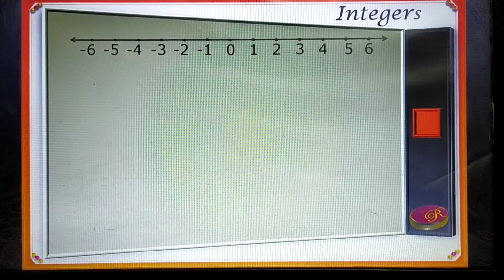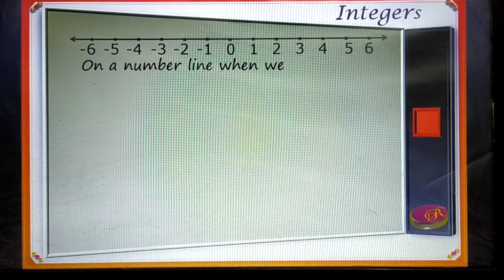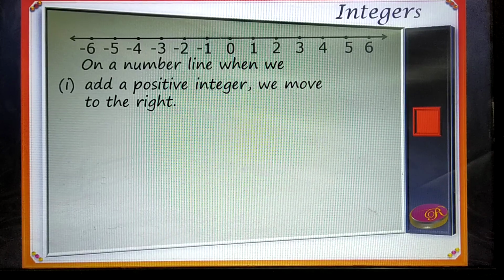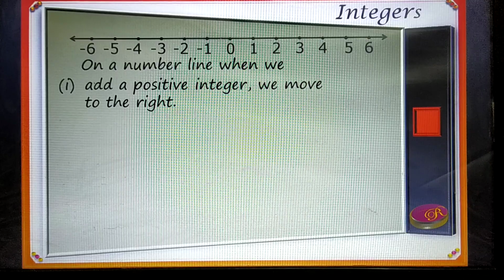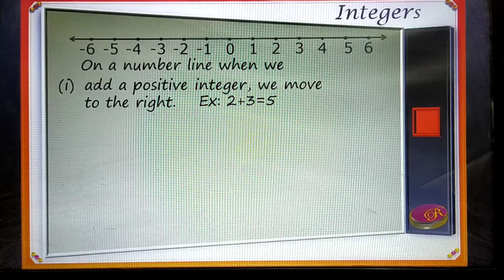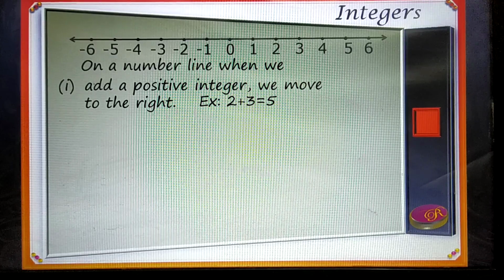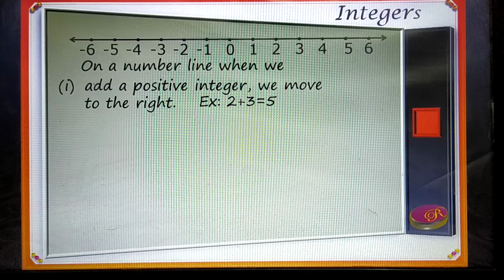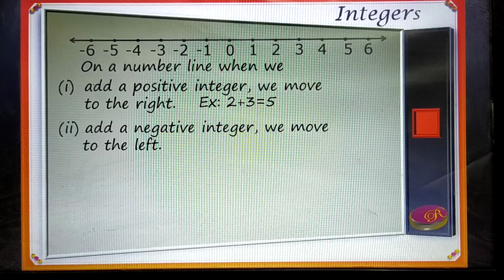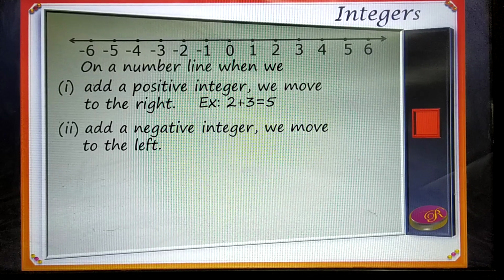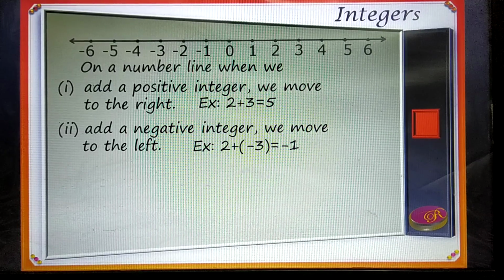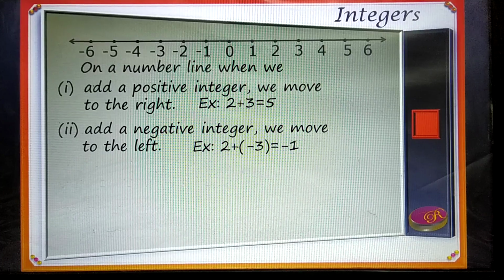On a number line, when we add a positive integer, we move to the right. For example, 2 plus 3 is equal to 5. When we add a negative integer, we move to the left. For example, 2 plus minus 3 is equal to minus 1.